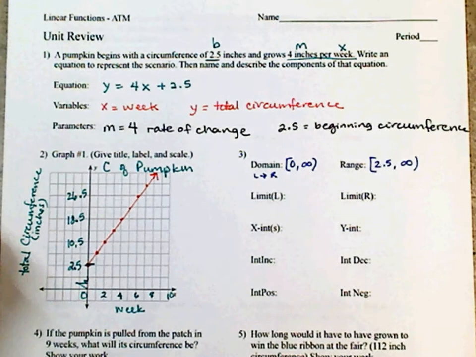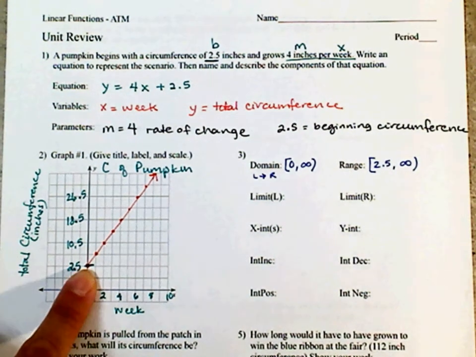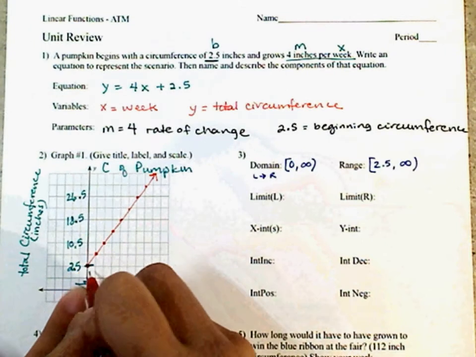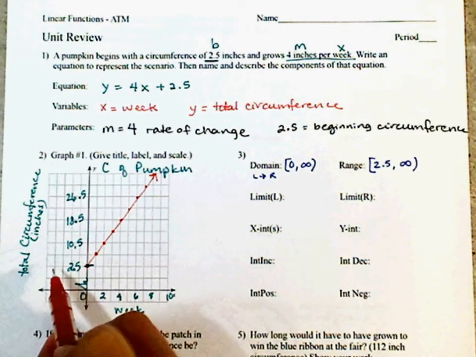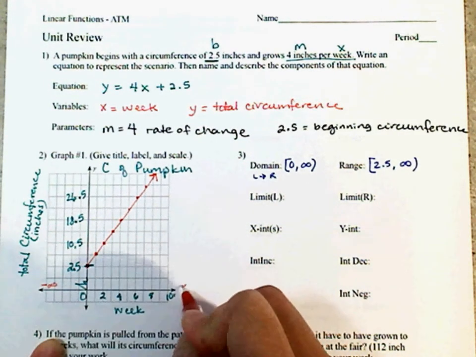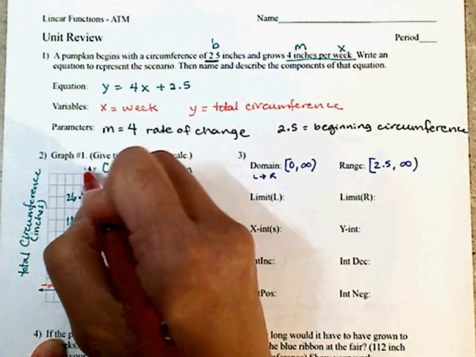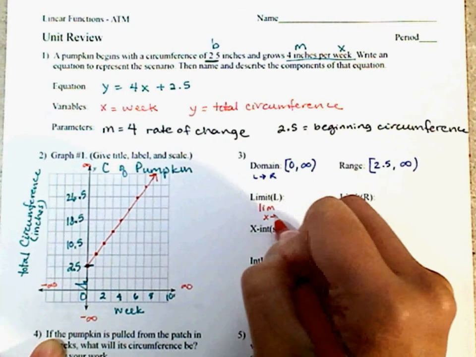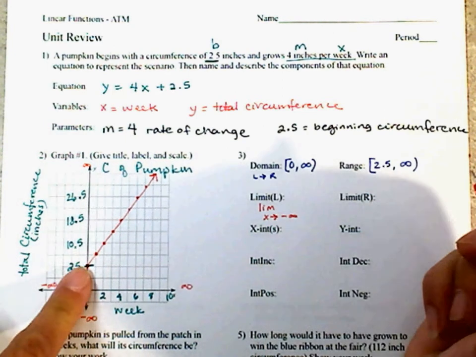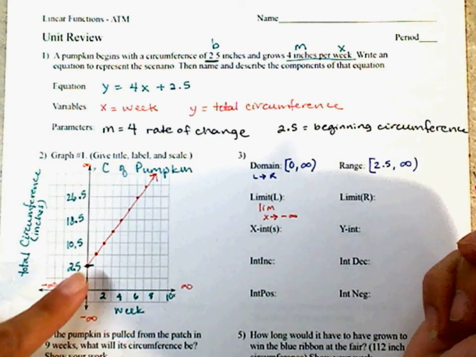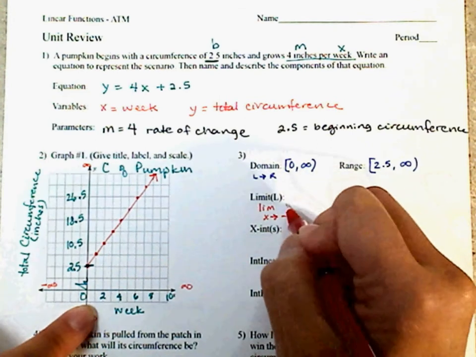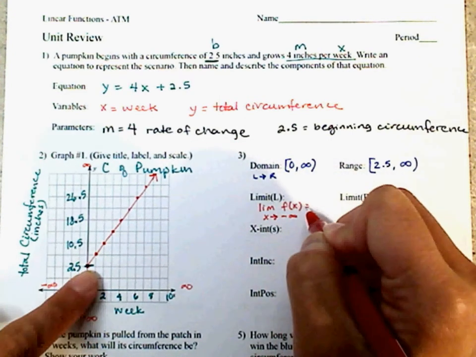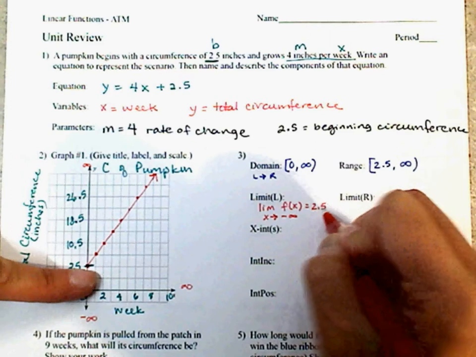Your limits. Let's take a look. This is your left limit. Okay? As I am going toward negative infinity, we will always write limit as x is approaching negative infinity. See how it's going this way? It is also going down, but there is something that's keeping it from going all the way down, and that floor is at 2.5 inches.